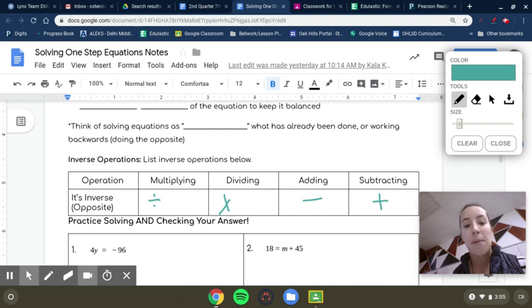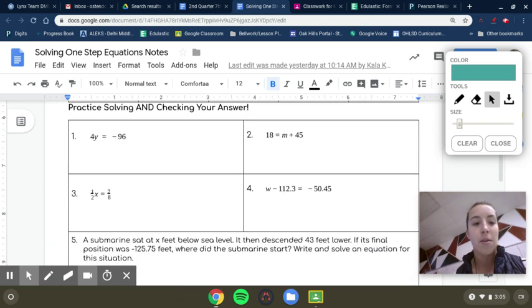Okay, so let's go ahead and practice, and then we will also check our answer after we solve the equation. Okay, so we'll start with the first one here. It says 4y is equal to negative 96. Now, whenever I'm solving an equation, I always draw a line down my equal sign, because remember, whatever I do to one side, I have to do to the other to make sure that it stays balanced.